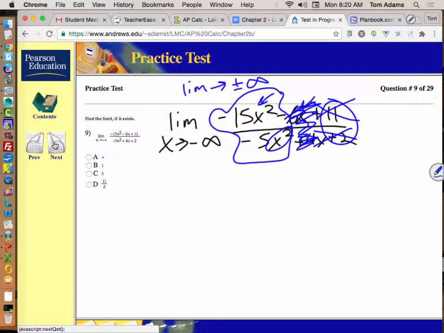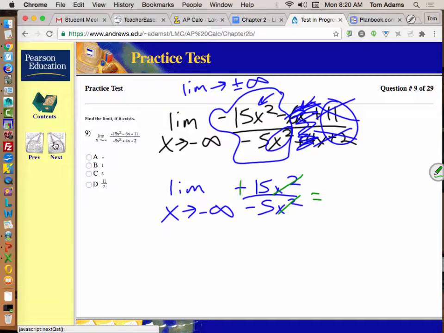So I could treat this, because I'm plugging in infinity or negative infinity in this case, like the limit as x approaches negative infinity of negative 15x squared all over negative 5x squared. But now when you look at that, what do you notice? Reduce. Yeah, this cancels with this, and really it reduces down to 3.